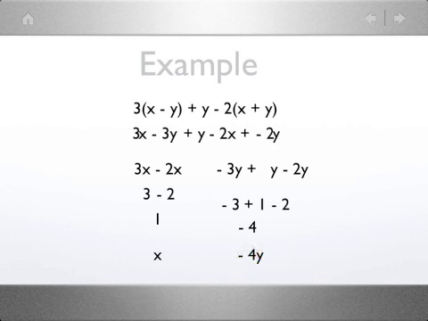And now I can move that over and combine it with my answer. Now you guys know how to combine like terms.